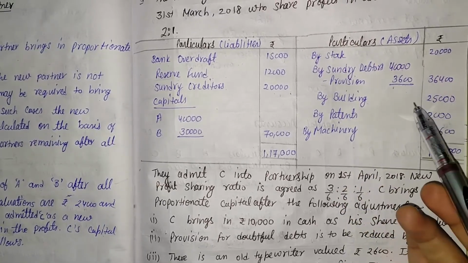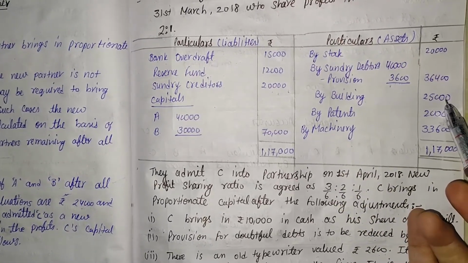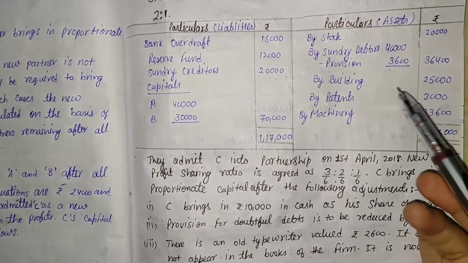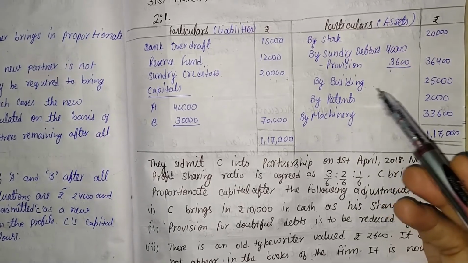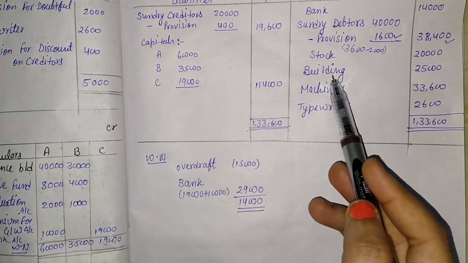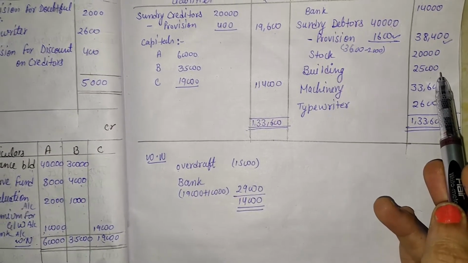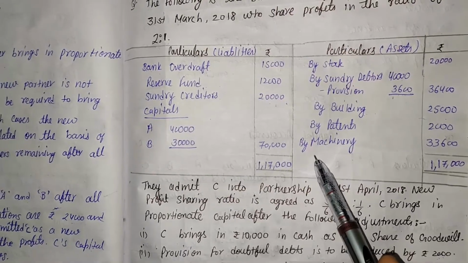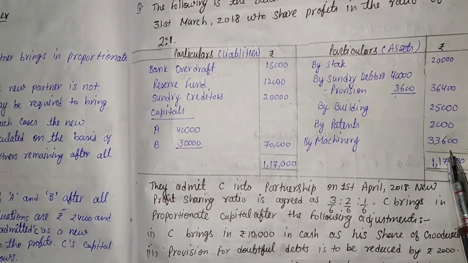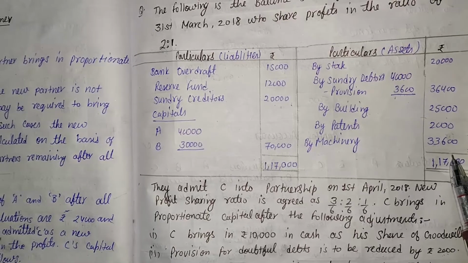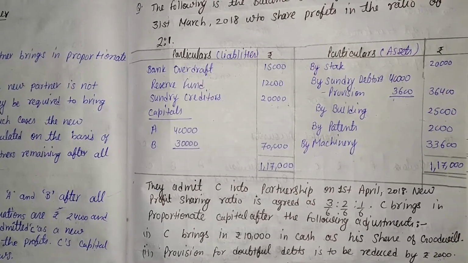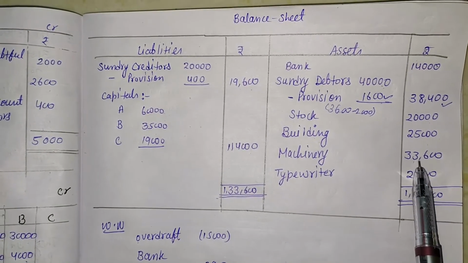Now the next thing is building. The value of building is rupees 25,000, and there is no additional information related to building, so we will put the same on the balance sheet, building rupees 25,000. Now the next thing is machinery. The value of machinery is rupees 33,600, and there is no other information related to machinery either. So we put the same value, 33,600.